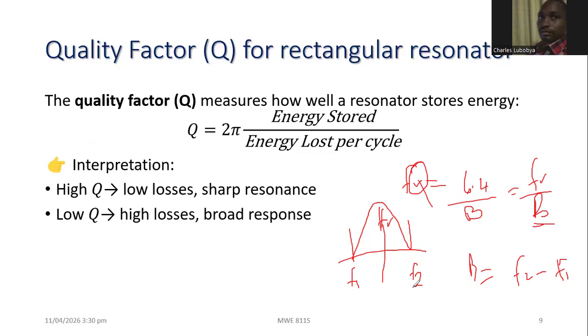That's why you don't want to have a high value of P in the cavity resonator, because high values of P translate into a low quality factor, and low quality factor essentially means high losses, which is not needed in a cavity resonator.